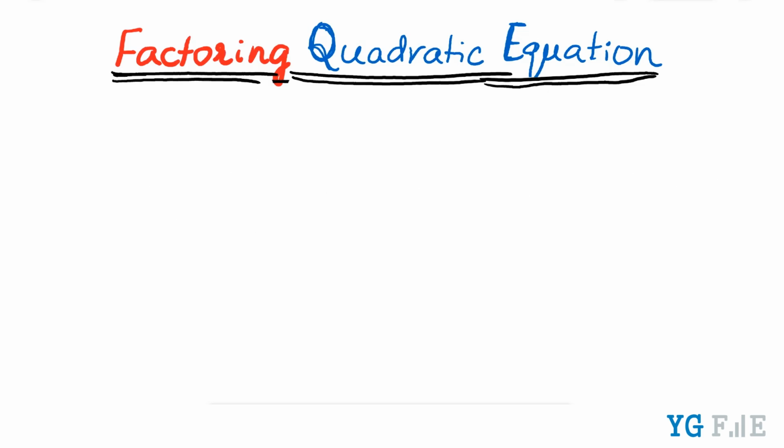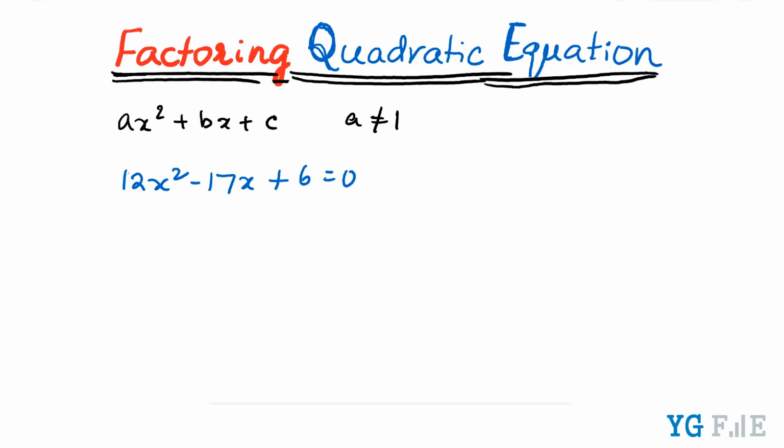So that means we are trying to factorize a quadratic equation like ax squared plus bx plus c, where a is not 1. Let us take an example here again. We'll take 12x squared minus 17x plus 6 equal to 0.